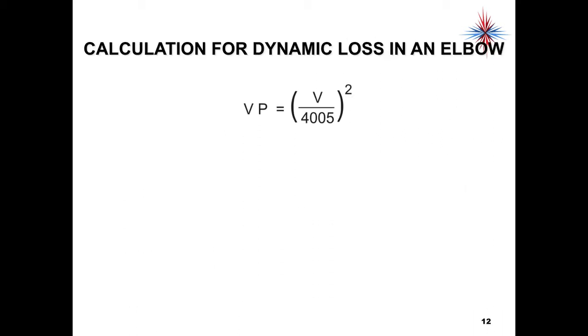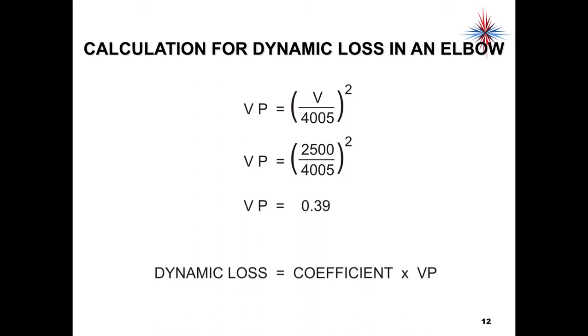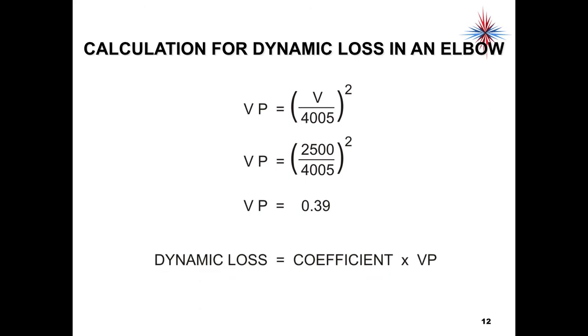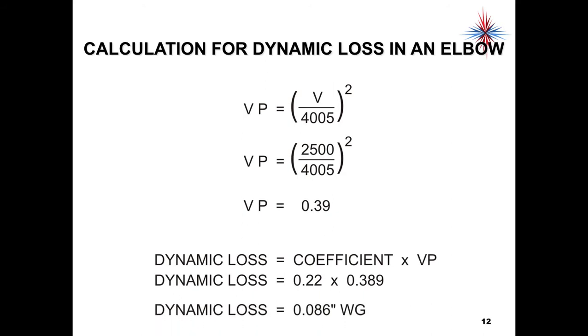So VP is the velocity divided by 4005, squared. 2,500 divided by 4005 squared. Velocity pressure is 0.39. The dynamic loss equals coefficient times VP, which is velocity pressure. So the dynamic loss is 0.22 times 0.389, for 0.086 water column.